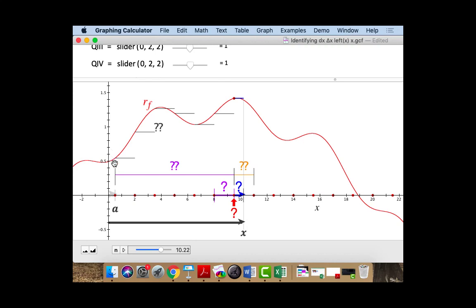So starting at a, we're going to go forward by chunks at a time. Each of these small chunks, we're going to call a delta x in general, the interval width. I think we had delta t earlier.